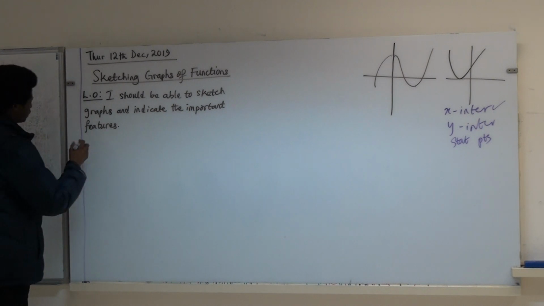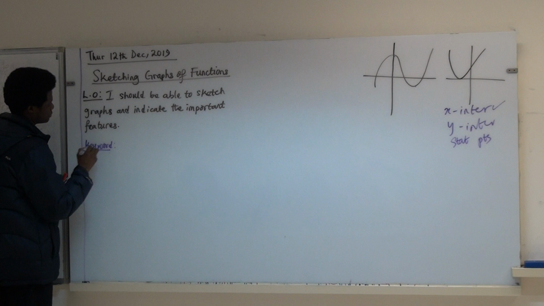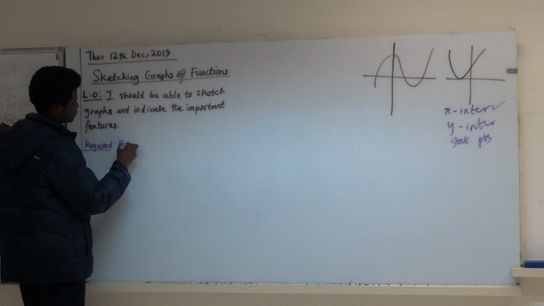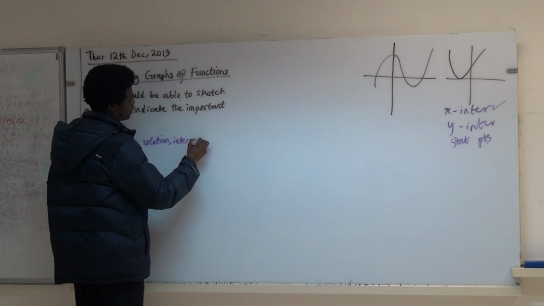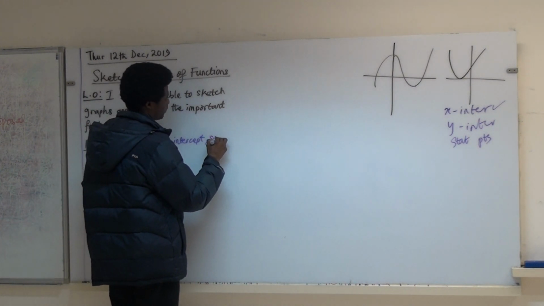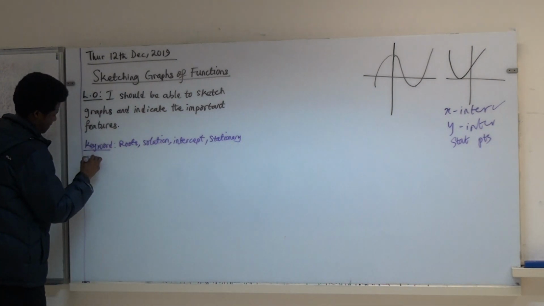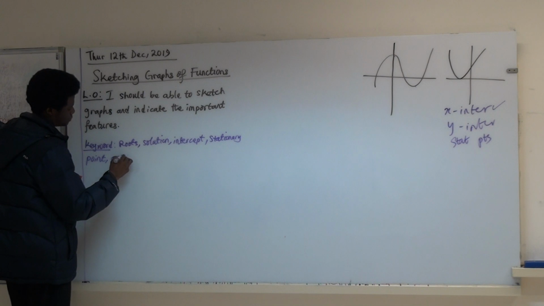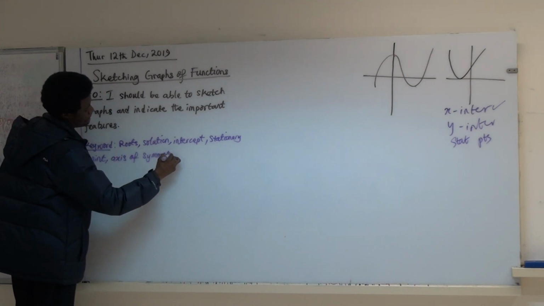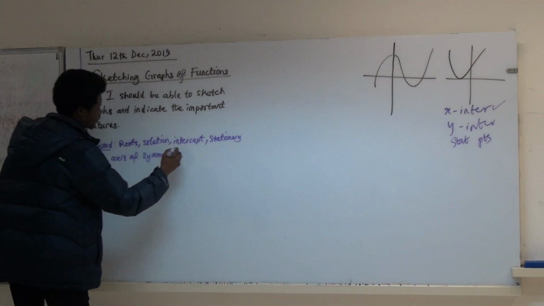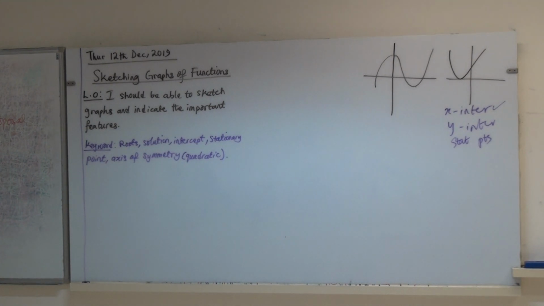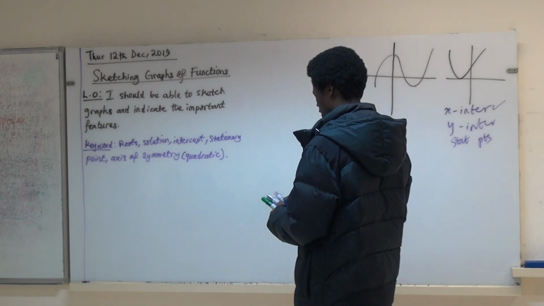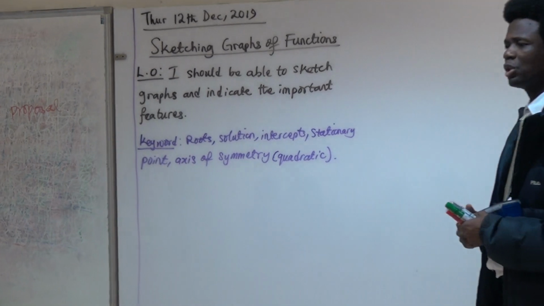The major keywords which we will encounter, I just want to put that. Roots, solution, Hansen mentioned intercepts a couple of times, stationary points. I will also include axis of symmetry, which is applicable in the case of quadratic functions. So these are the key terms. I don't know if I left something out. By intercept, I mean both x and y. And roots and solution are the same.